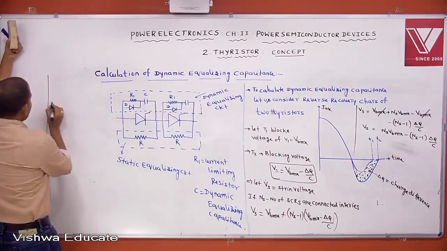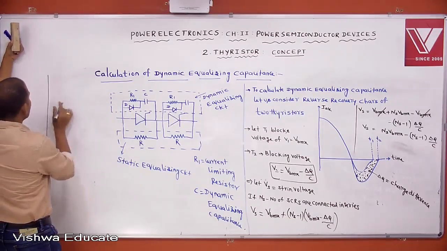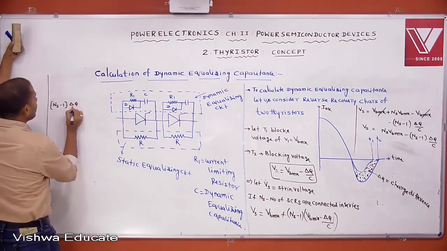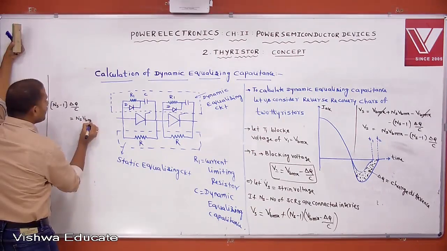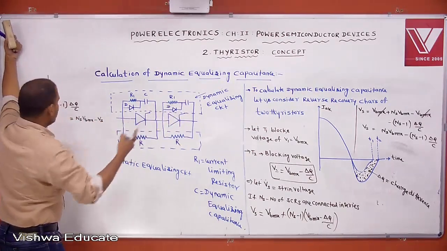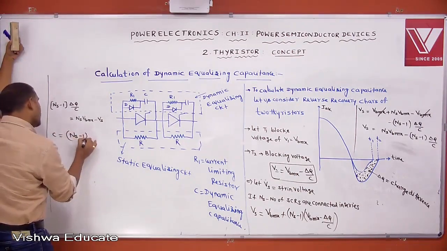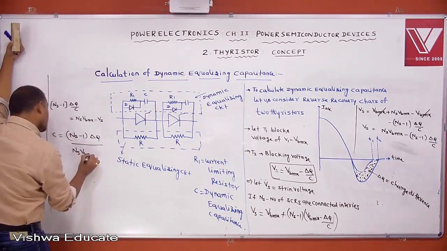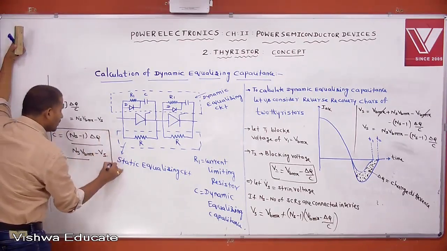Ns minus 1 into delta Q by C equals Ns into VBMX minus Vs, from that equation. Then from this, what is C equal to? C equals Ns minus 1 into delta Q divided by Ns into VBMX minus Vs. This is the value of the dynamic equalizing capacitance.